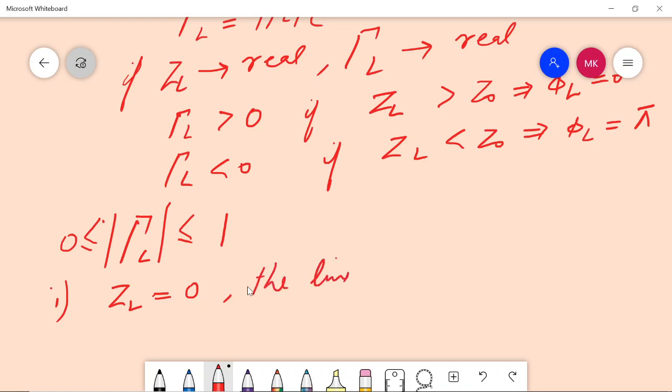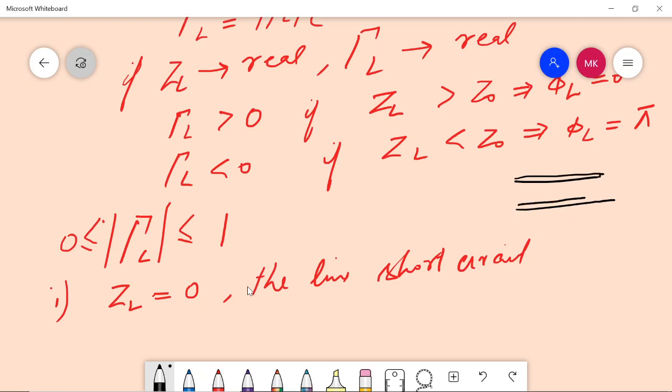The line is short circuited at the end. You have just shorted the transmission line with this one. So you will have ZL equal to 0, shorted with some conductor with high conductivity. Here in this case they will be shorted, and it means the load ZL will be 0.